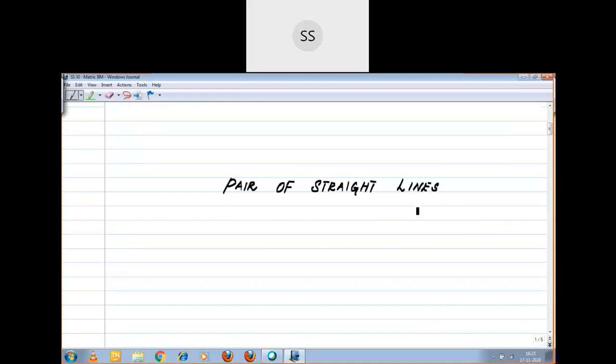Pair of straight lines. In that, I'm going to give the formula first. After that, I'm going to discuss the exercise, right? First one, general equation of pair of straight lines.